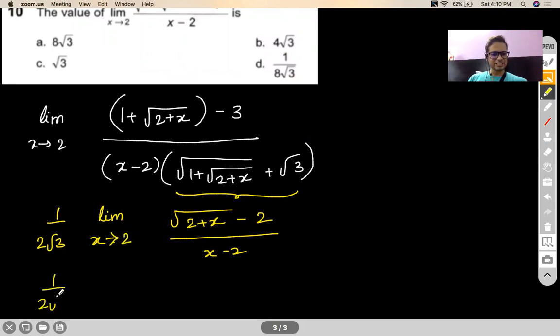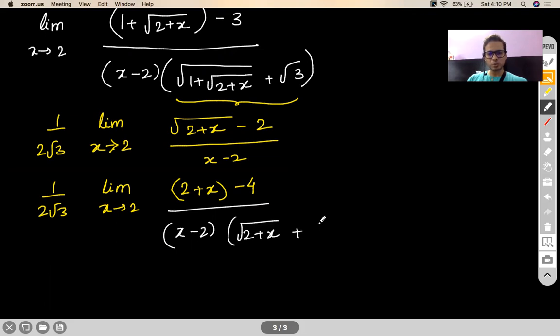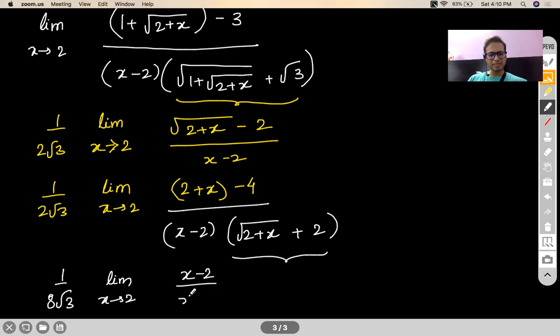Then again rationalize this. If you again rationalize this, you are going to multiply the numerator with under root of 2 plus x plus 2. So that will come down over here, under root of 2 plus x plus 2. Again, this is a harmless term. If this is a harmless term, you can put the value of x as 2 and bring it out. So that will come out as a 4. So it will become 1 by 8 root 3, limit x tending to 2, x minus 2 by x minus 2, which anyways would become a 1. Answer is 1 by 8 root 3. Is this fine?